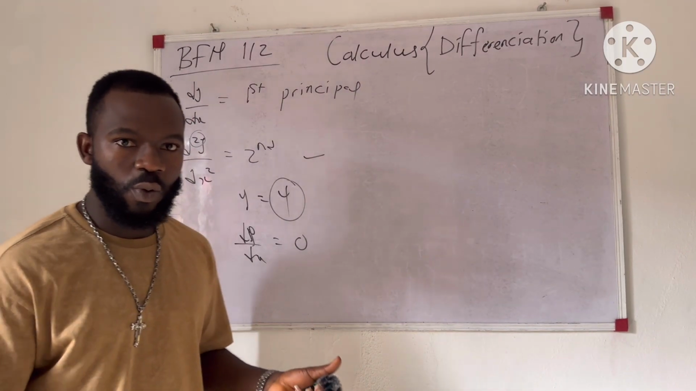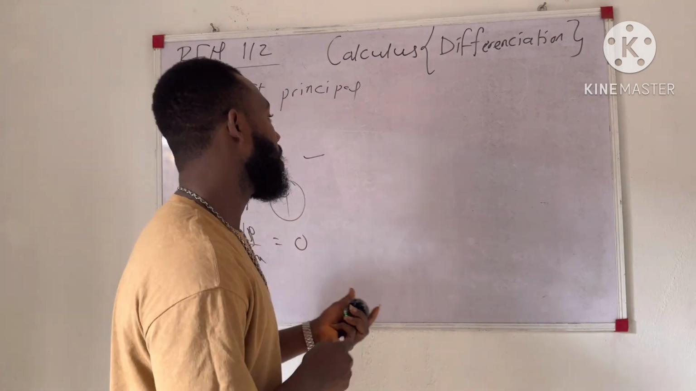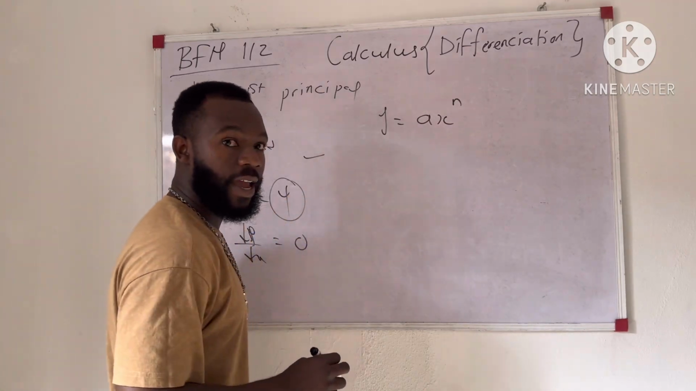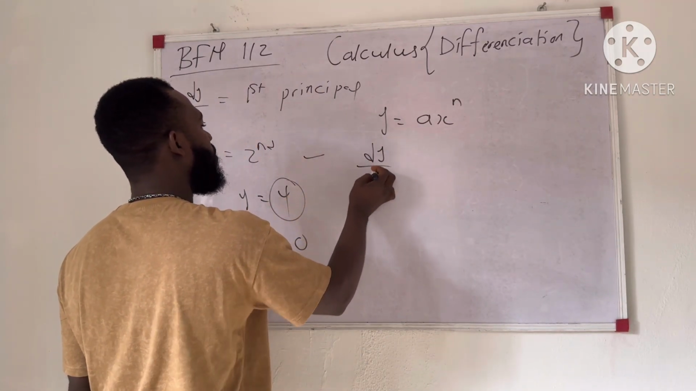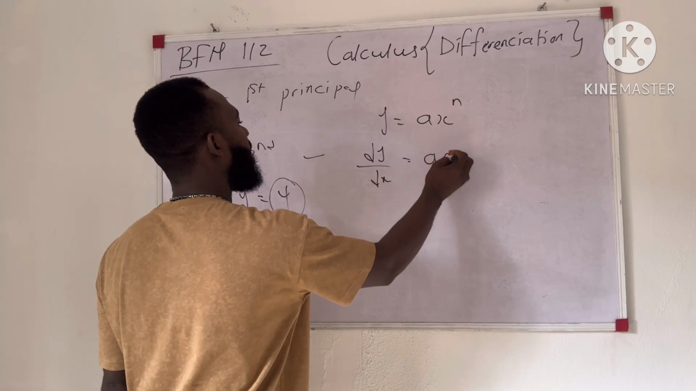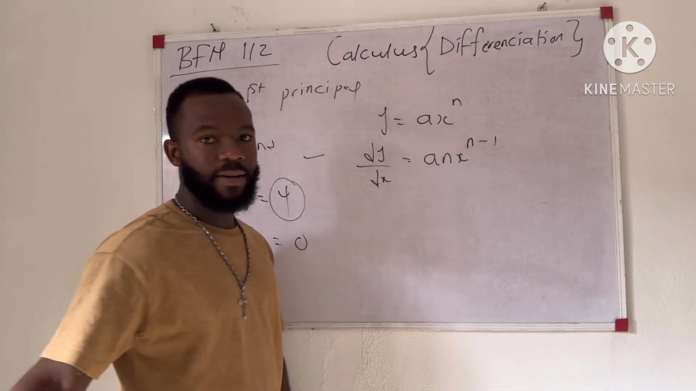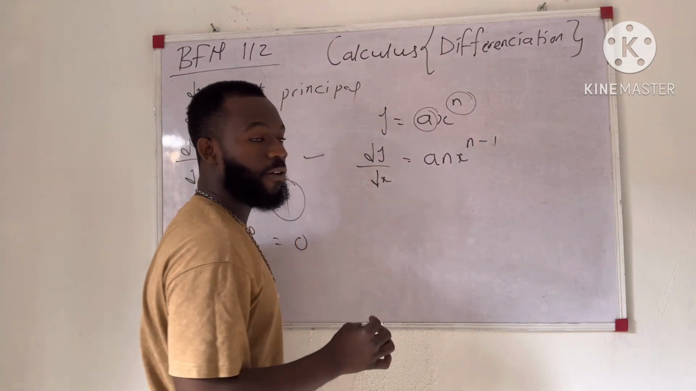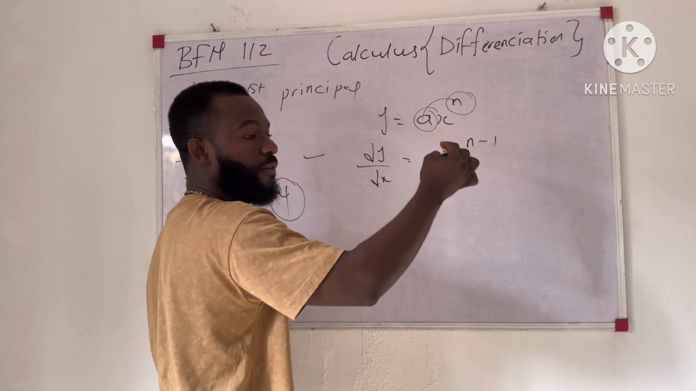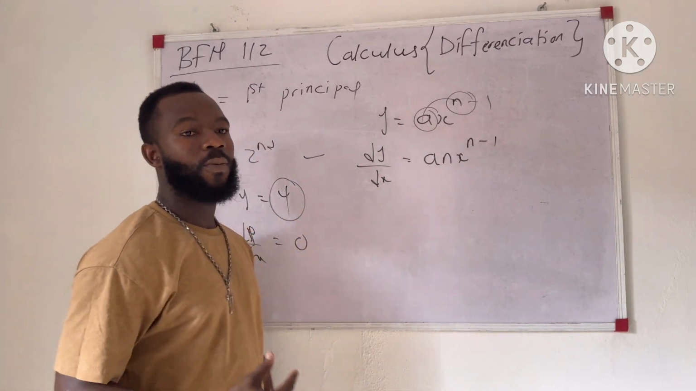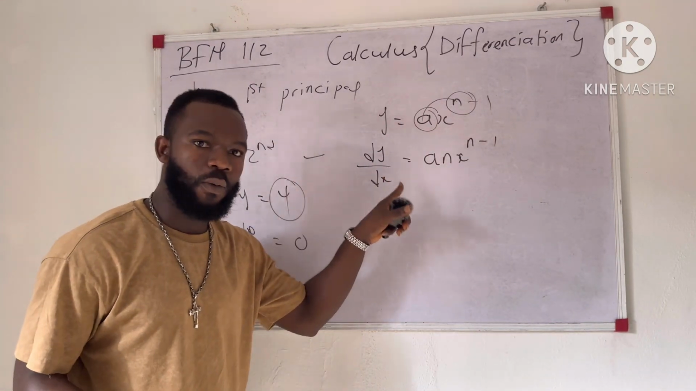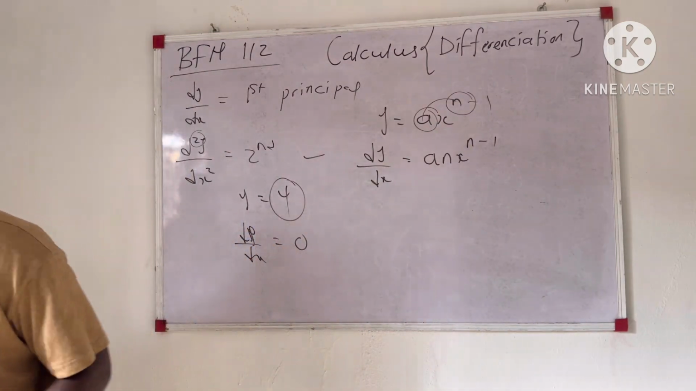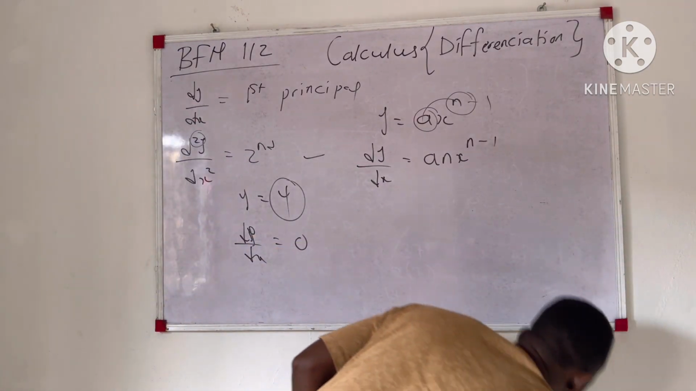We also have a general formula for differentiating, which is if y is equal to ax raised to the power of n, then dy over dx becomes anx raised to the power of n minus 1. How did I get this? By using the power to multiply the coefficients, and then after we multiply the coefficients, we subtract 1 from the power. So this is the general formula we will be applying when solving differentiation problems. Okay, let's begin the class proper.